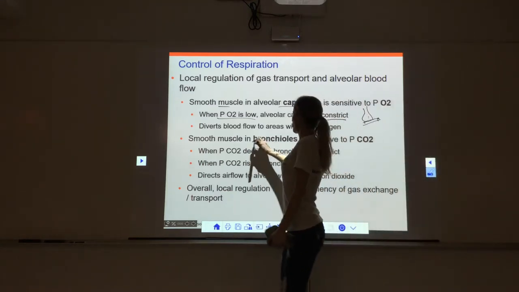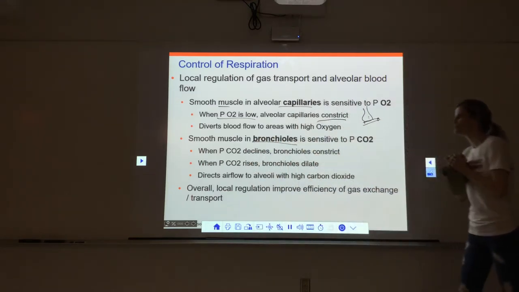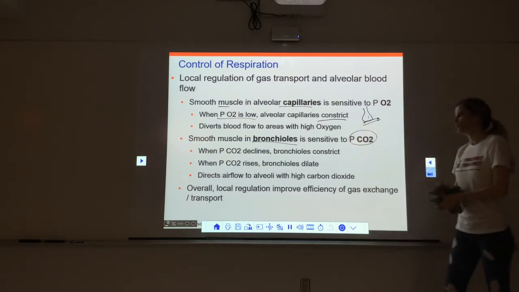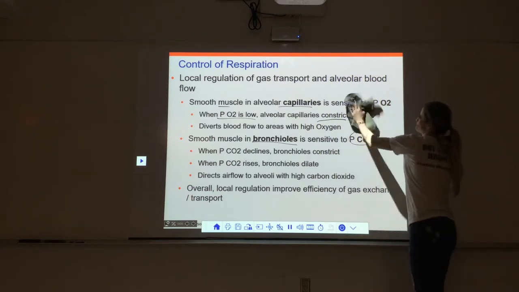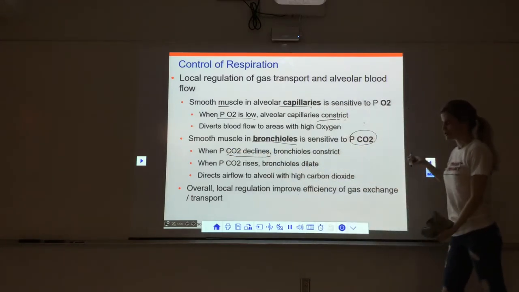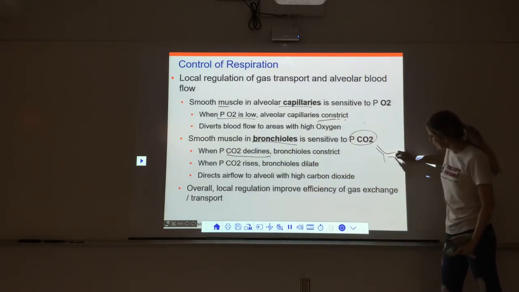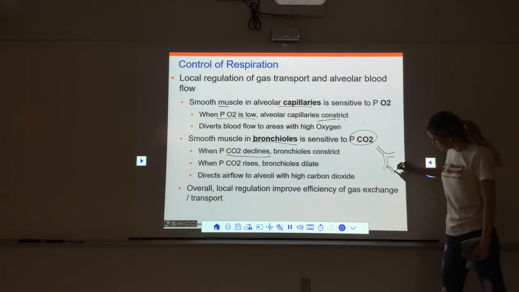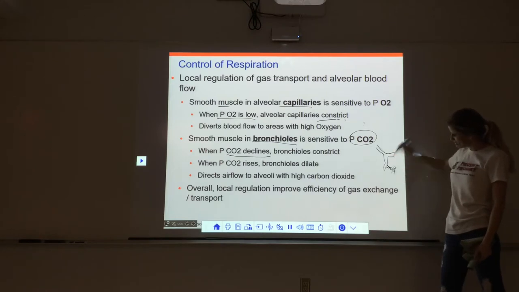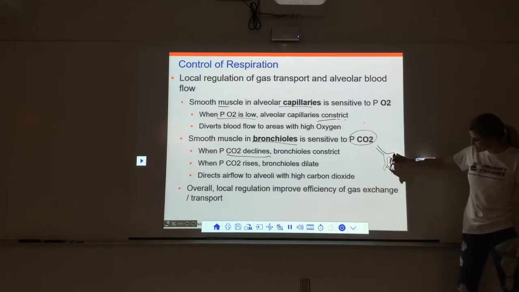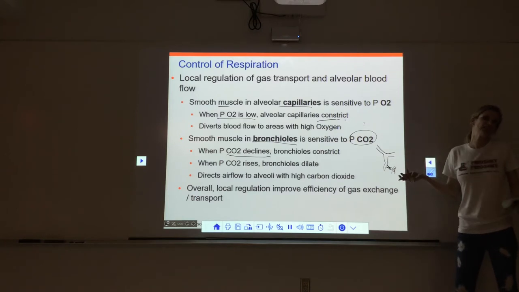So the smooth muscle in your bronchioles, the tiniest little tubes in your respiratory tree, is sensitive to the partial pressure of CO2. So when that partial pressure of CO2 goes down, that bronchiole constricts. Because remember, the job of the air coming in is to pick up CO2 from the blood to exhale it. That's the whole job. So if there's not CO2 in this air, there's no point in exhaling it. You're essentially exhaling good air.